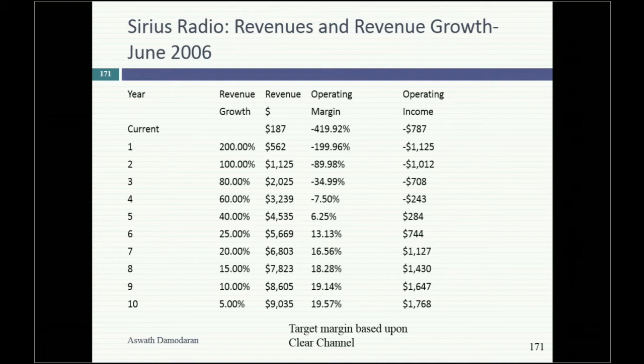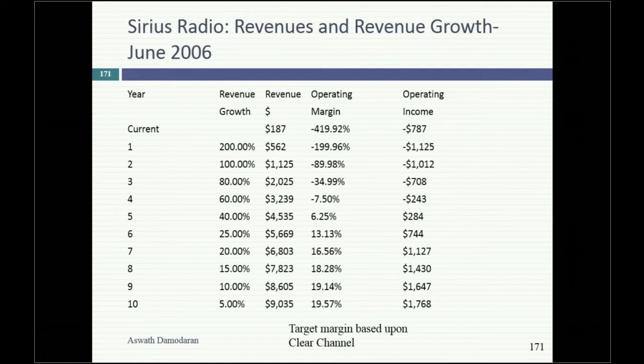So I'll take you through the process. Here's what Sirius looked like when I sat down to value them. There are $187 million in revenues, tiny revenues, and an operating loss of $787 million. We're in trouble, right? Your operating loss is almost 4 times your entire revenue. And it's not surprising why that was, because they were spending the money on infrastructure to set up for future growth, and it was showing up as losses. My task is laid out for me, right?